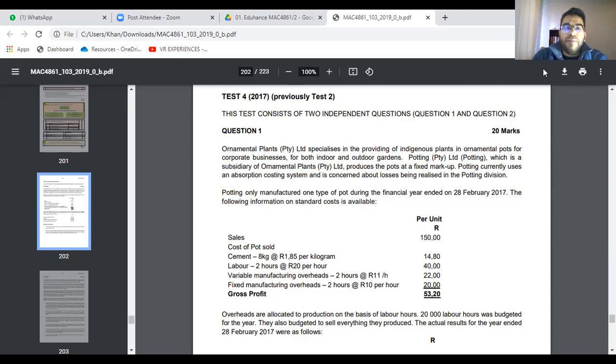Number two, you want to pick up what your costing system is, because the costing system will cause some variances to be applicable and some variances not to be applicable. And then you also want to pick up how you allocate overheads, because the basis for allocating overheads, whether it's an input or an output, will also have an impact on which variances you can and cannot calculate. So those three things.